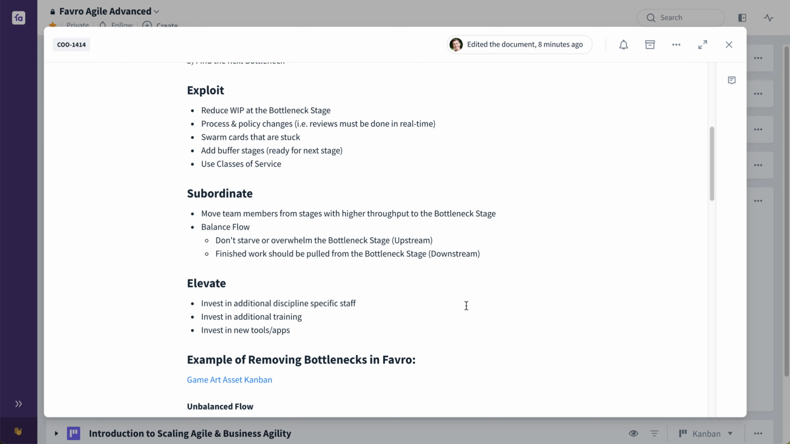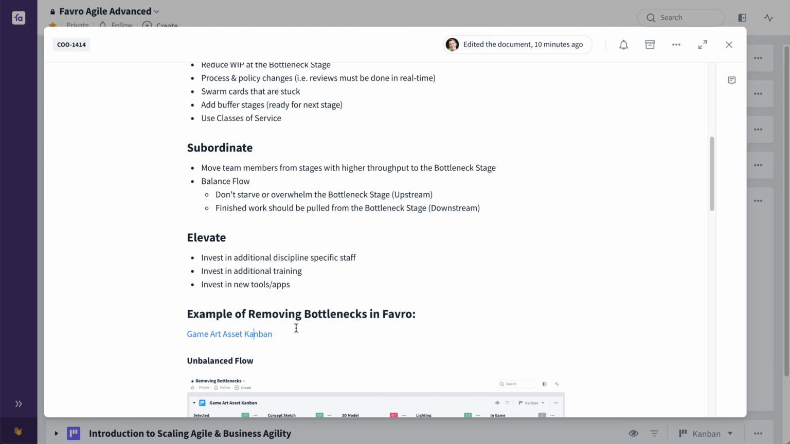If we still fail to remove the bottleneck, then we may have to move to elevate, which means we have to invest in additional staff in that specific discipline, or invest in additional training, or invest in new tools or apps, essentially spending more capital to fix the problem.